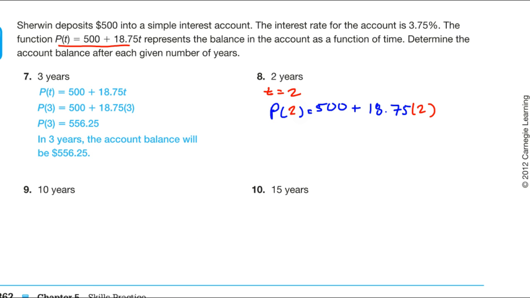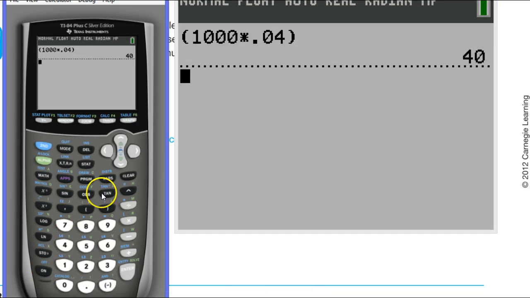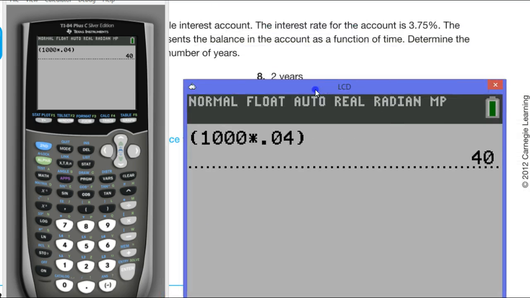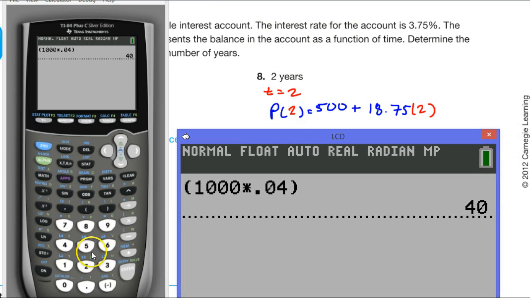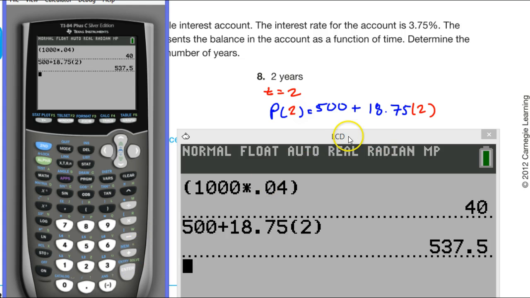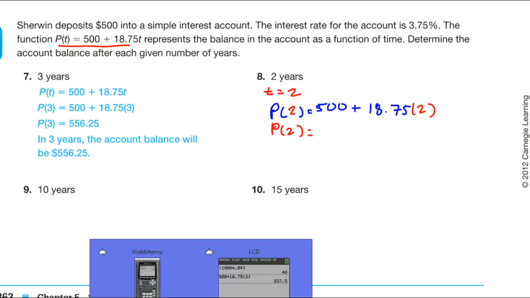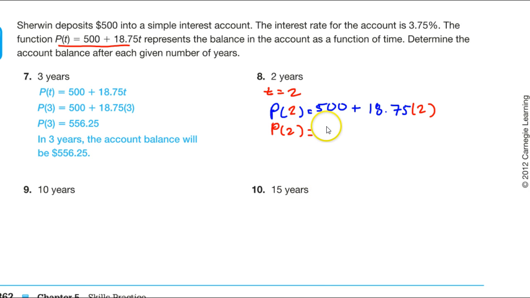So if we use the calculator, bring those screens up, we end up with 500 plus 18.75, quantity 2, or for 2 years, enter. We end up with $537.50. So my P of 2 is 537.5. And we're done.